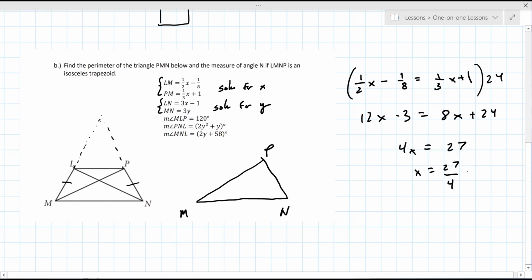Okay, great. You're going to do the same thing now for LN and MN, because they are congruent. The diagonals are congruent. You would know this if you read the properties. You now have the value of x. You're going to use that to find y.